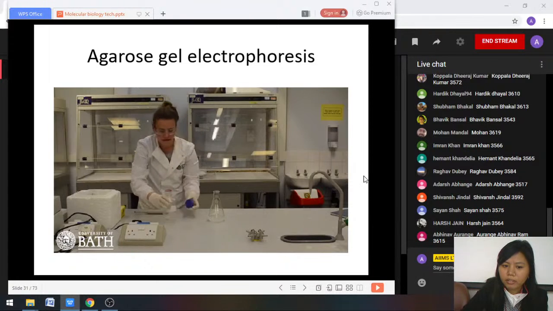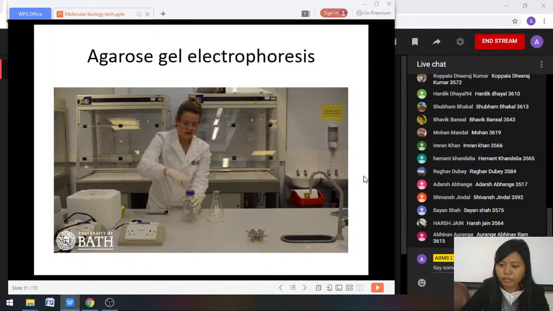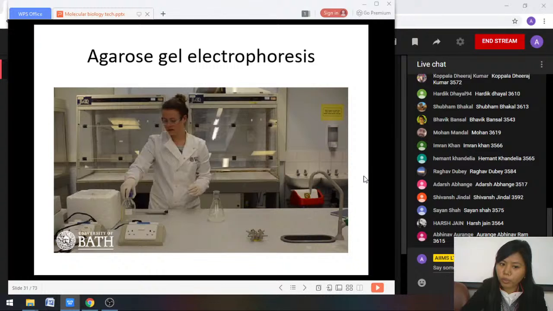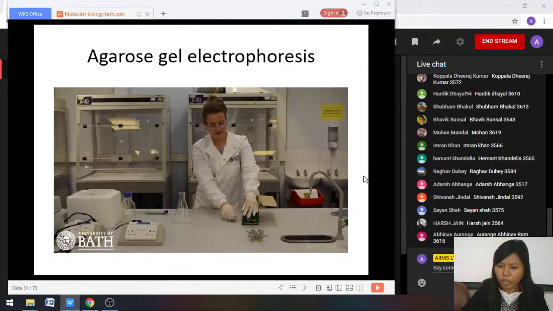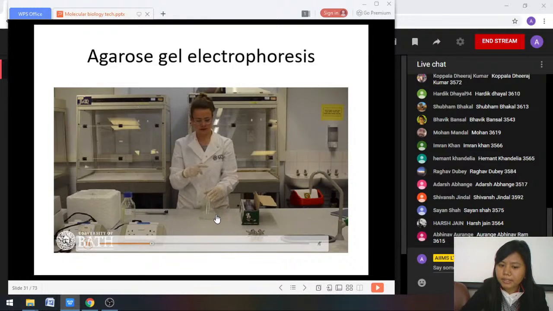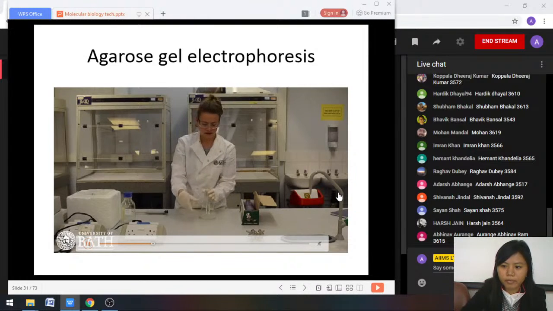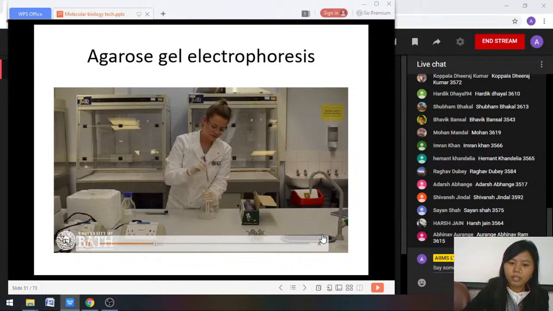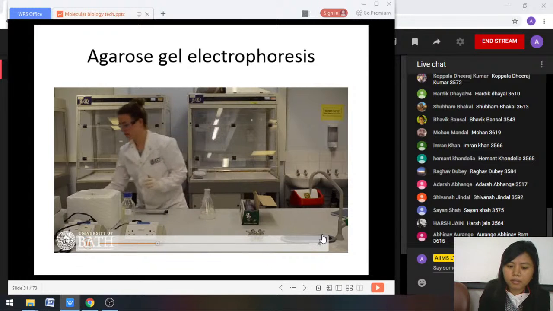Depending on the thickness that you require for your sieve, depending on the size of your target molecule, the base pair size, that much percentage of agarose needs to be prepared, right? So ideally we prepare 1 to 2% agarose. If it's a smaller molecule, you'll probably need it to be thicker, and vice versa.